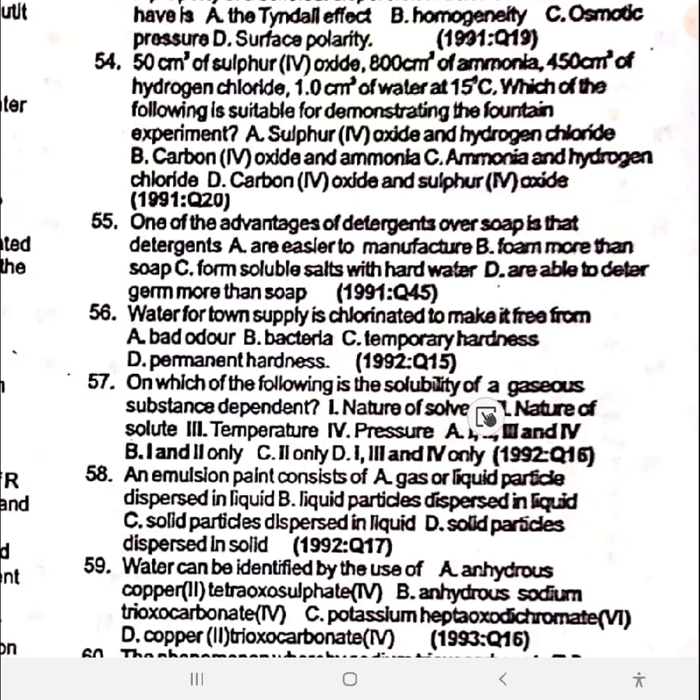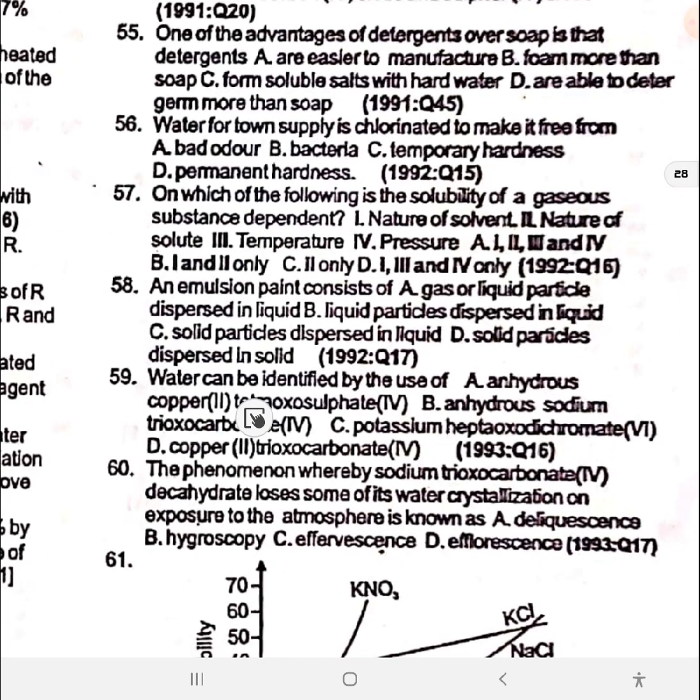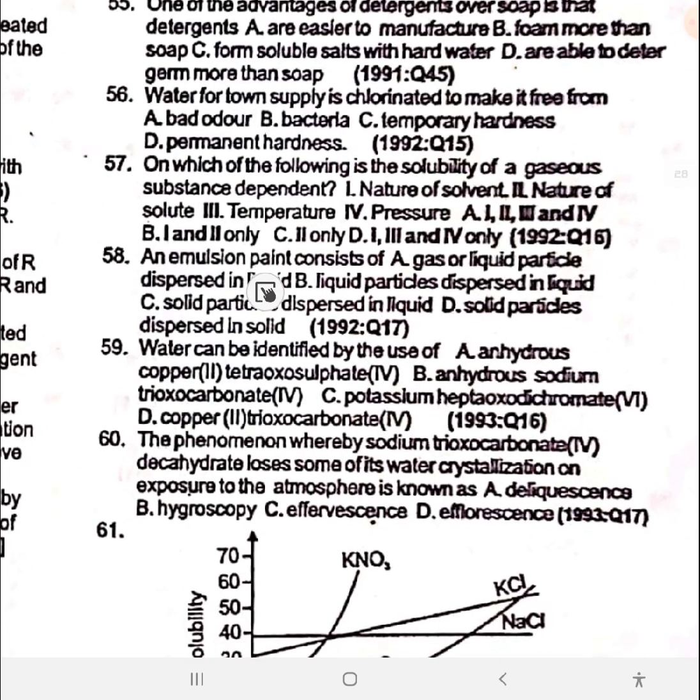57. On which of the following is the solubility of a gaseous substance dependent? Solubility of a gaseous substance is dependent on the nature of the solvent, nature of the solute, temperature, and pressure. 57 is option A. Keep it there. 58. An emulsion paint consists of liquid dispersed in liquid. Option B. There's no time to waste there.